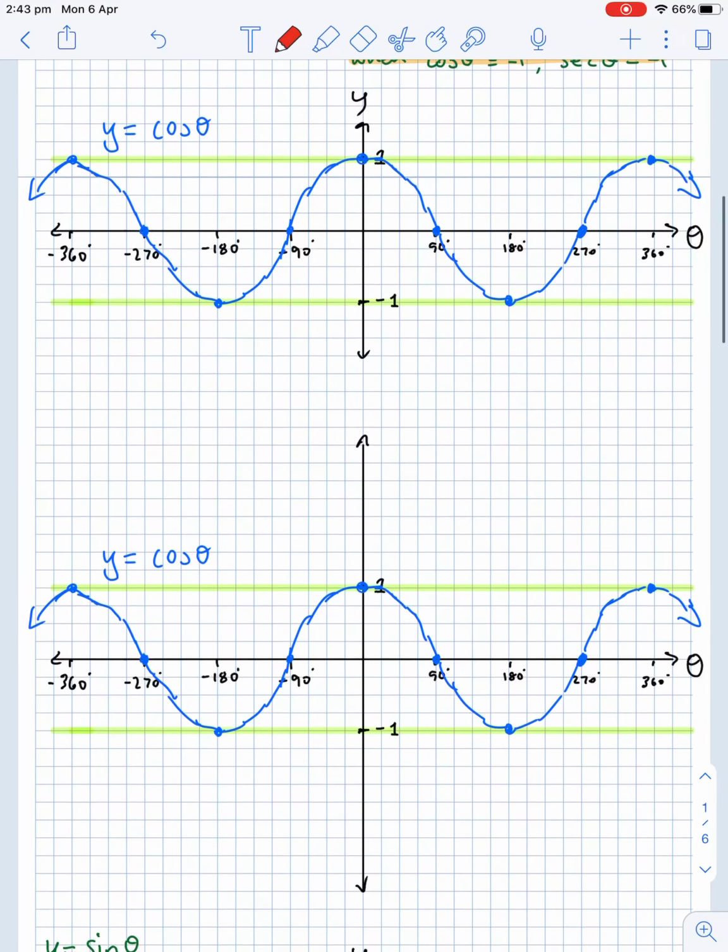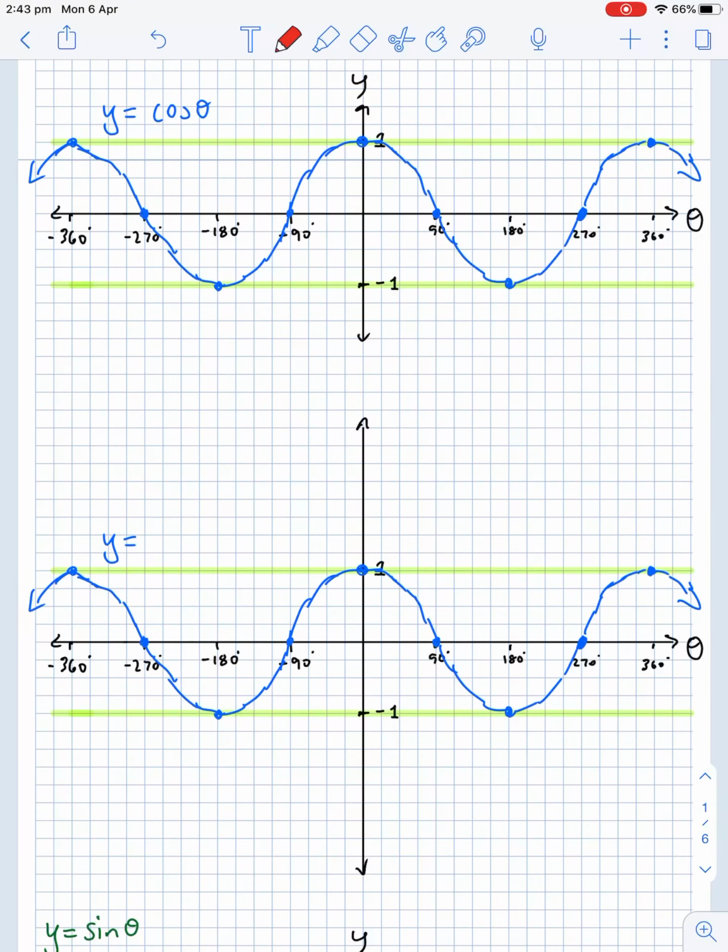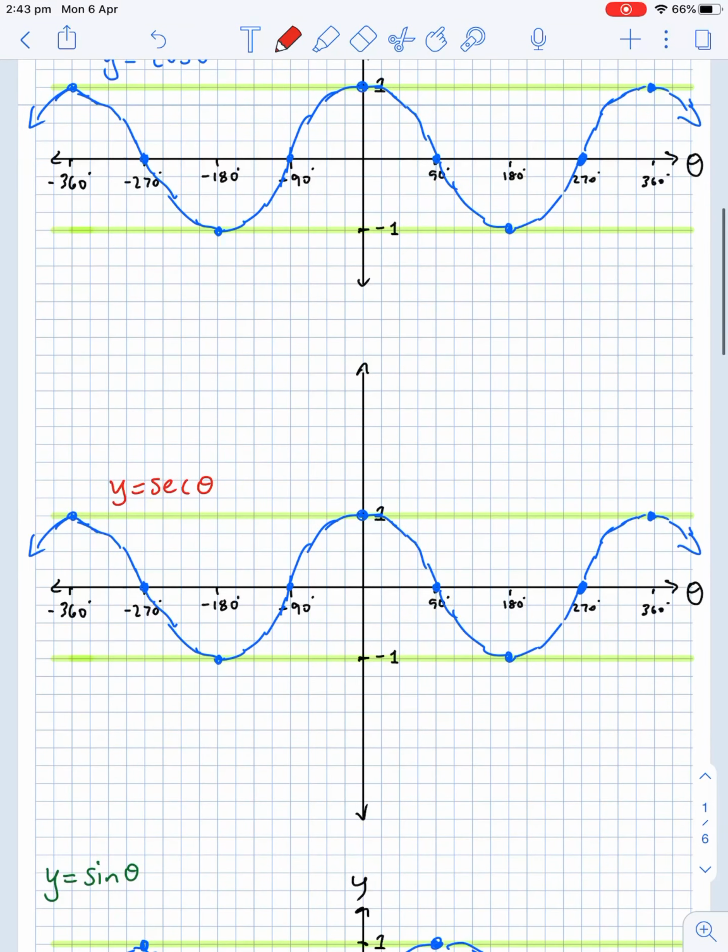Okay, so let's use this graph here. Sorry, that should say y equals sec theta. At these points where it equals 0, so at 270 it equals 0, I'm making an asymptote. At this point here it equals 0, so I'm making another asymptote. At here it equals 0, so another asymptote. I'm just looking to see where it hits the x-axis, because that's where it equals 0. So they're my asymptotes for this function sec of theta.